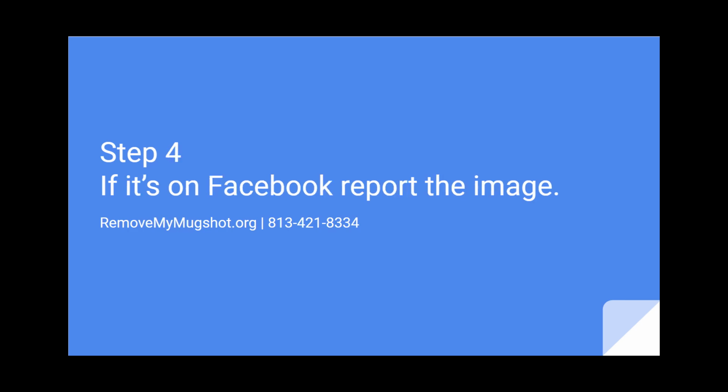If it's on Facebook, report the image. They have their own algorithms and automated monitoring systems, so you can flag that image. If you have friends and colleagues that are on Facebook and you don't mind them knowing about the mugshot, ask them to flag it as well. Second, upload your own images, make sure they're labeled with your name, make sure that they're public, and then share and promote those images. That way they'll at least float up to the top of Facebook and outrank any kind of mugshot images.